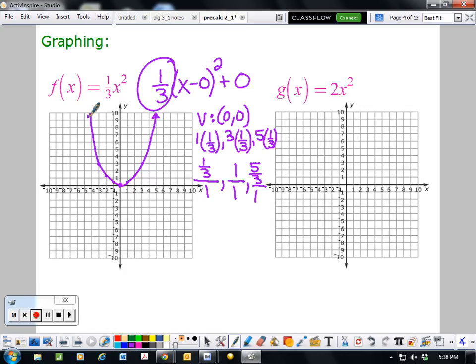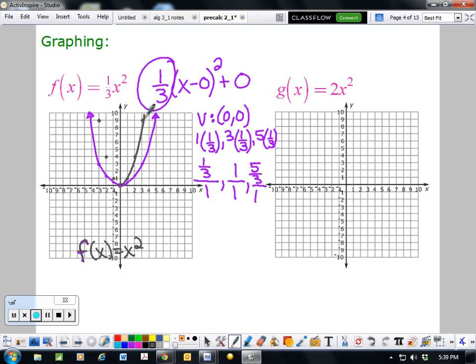Now on your assignment tonight, you're going to be graphing these, but you're also going to be looking at how that is different from my original parent function of f of x equals x squared. So when I graph this, I'm also starting at 0, 0, but I'm going up 1 over 1. And then from there, I'm going up 3 over 1. And then up 5 over 1.